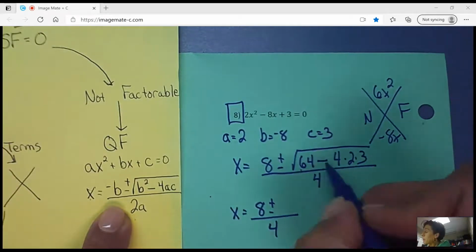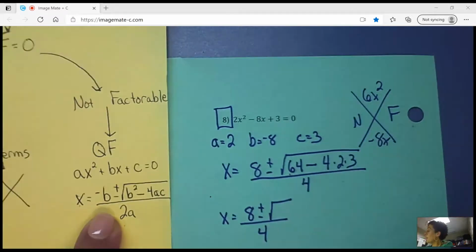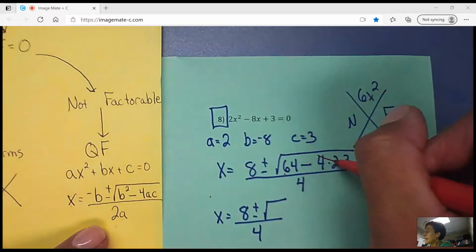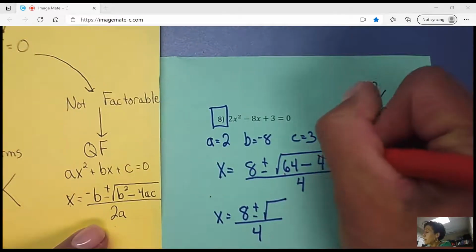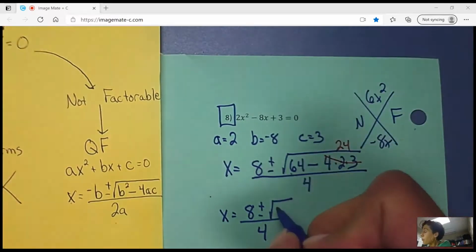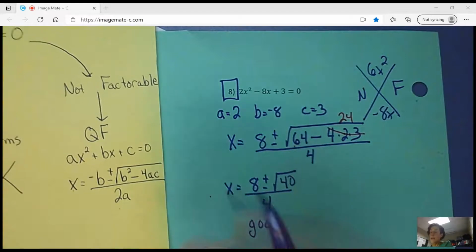I only have to bring my work to the radical, to the check mark, and again, you can type this in if you want. What your calculator is going to do is 4 times 2, which is 8, and 8 times 3 is 24, and then 64 take away 24 is a 40. So again, this is a good answer. Let's see if we can make it better.